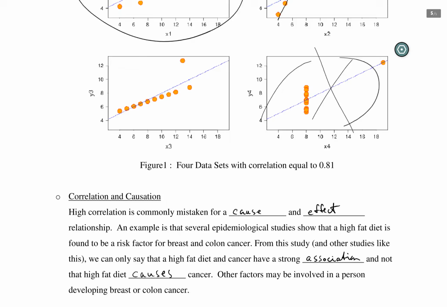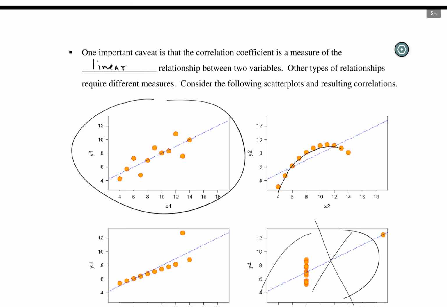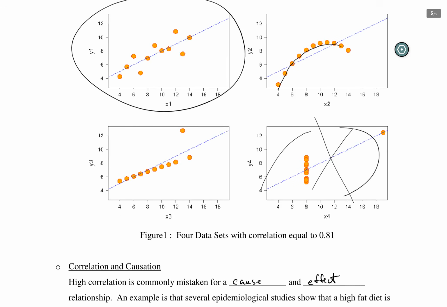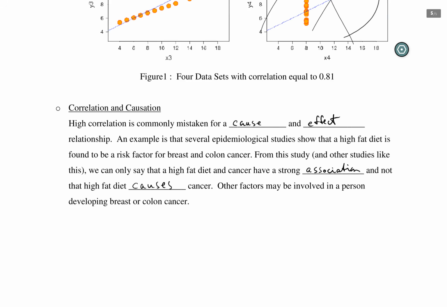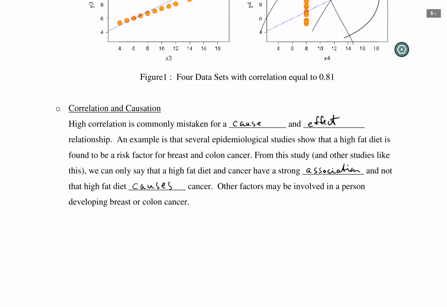Okay, so the correlation coefficient is a measure of the linear relationship between two quantitative variables. But overall, this video deals with describing data from bivariate data.